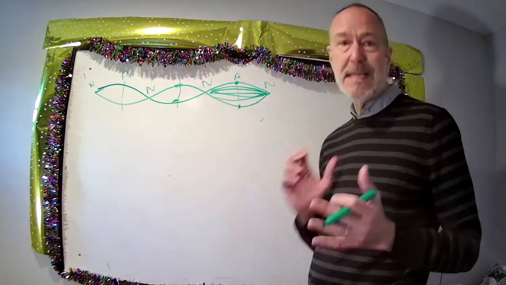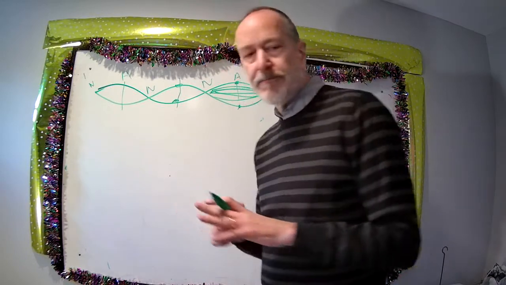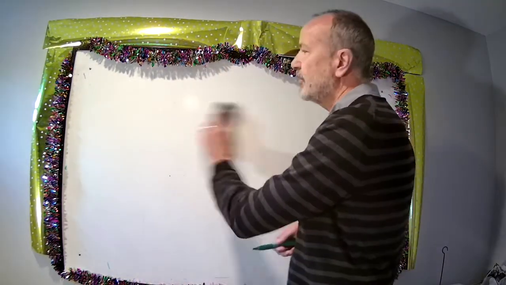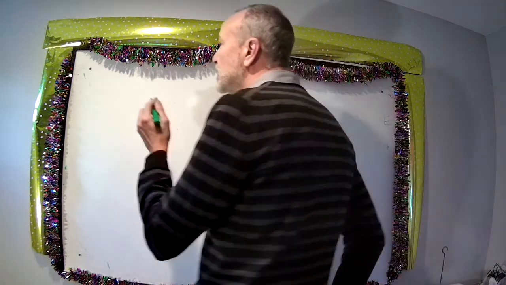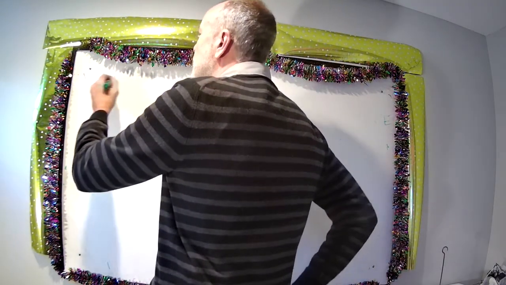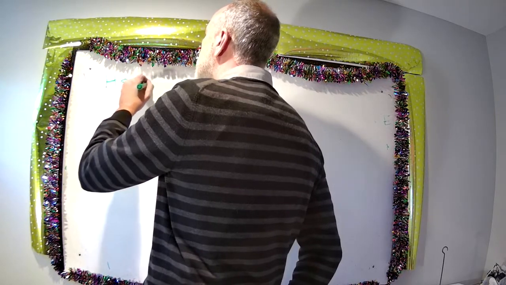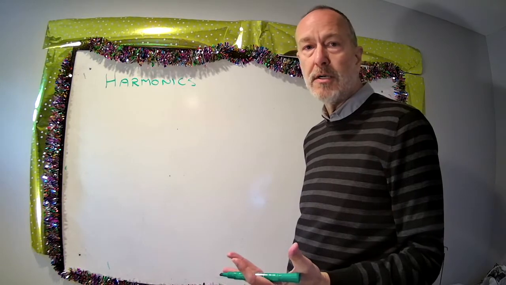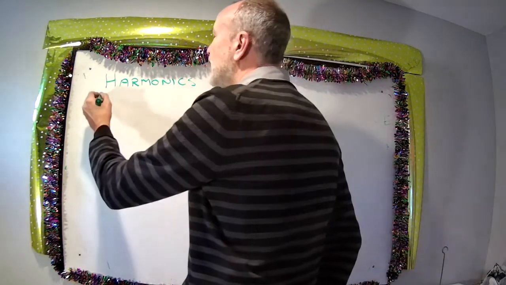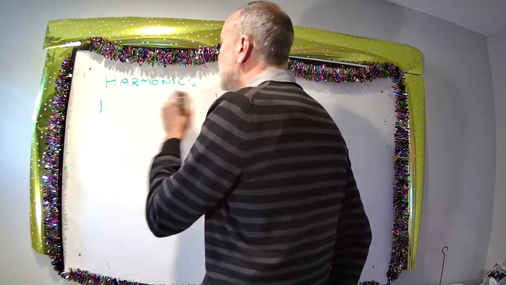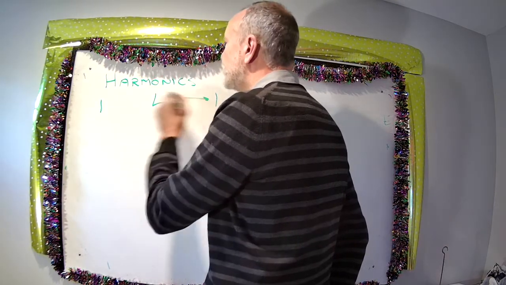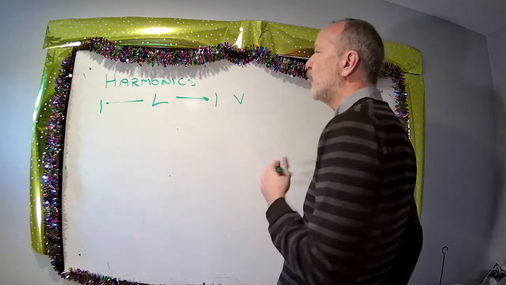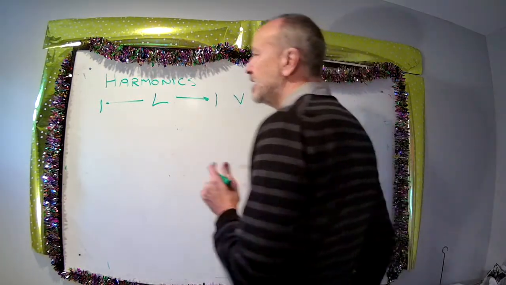We talked about nodes and antinodes, but one of the ways we distinguish between different standing waves is by what's called the harmonics. And the harmonics really correspond to just how many of those loops there are in a given string. So let's say we've got a string with a string length L. Okay? And let's say waves travel on it with a velocity v.